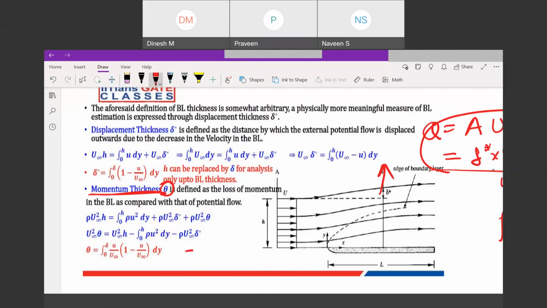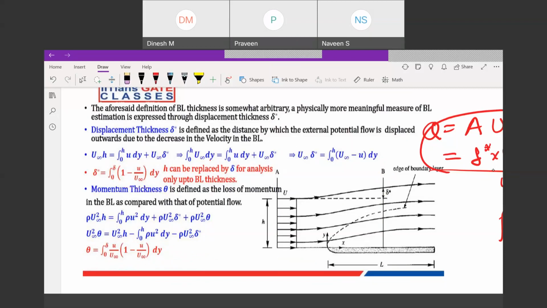Okay, so again you can calculate momentum at this location, you can calculate momentum at this location, and take the difference. Obviously both will not be the same, because at this location the momentum will be more, and here it will be reduced, because there will be a loss of some momentum. You take the difference, the equation you will get is this. This represents momentum thickness. Okay, so this equation also you will have to remember. If you remember this, you simply multiply u by u infinity here, and you'll get momentum thickness.